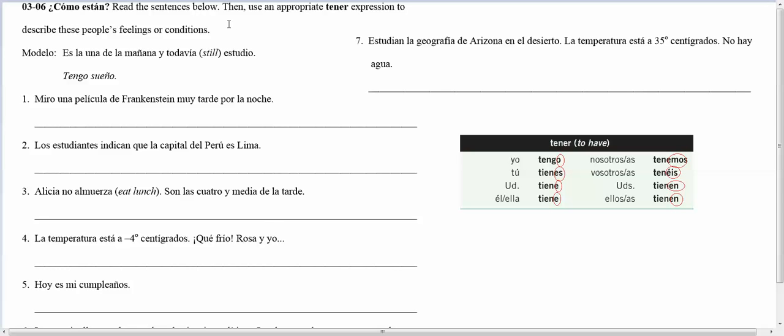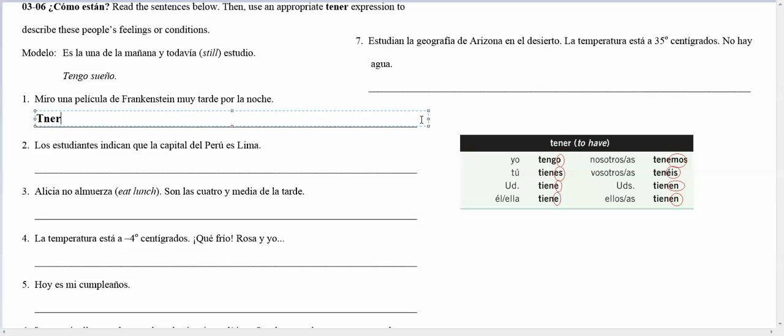Okay, so here's another one. Use the appropriate tener expression to describe these people's feelings or conditions. So, miro una película de Frankenstein muy tarde por la noche. So if I was watching it really late, I'm probably afraid. So tener miedo is to be afraid. And if it's I who was watching this movie, it's I who am afraid. So I'm going to make it tengo miedo, because remember, tengo goes with I.